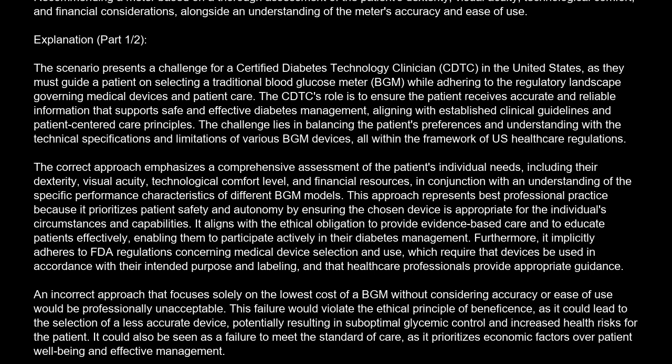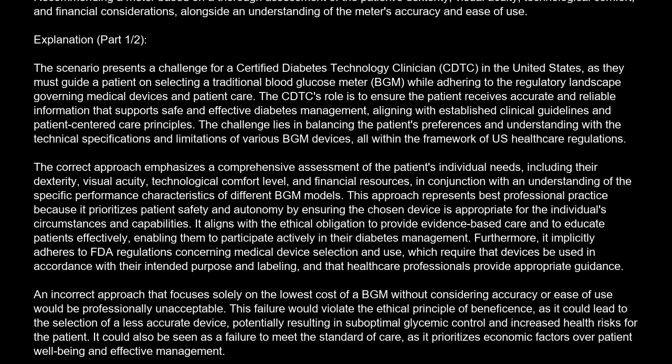An incorrect approach that focuses solely on the lowest cost of a BGM without considering accuracy or ease of use would be professionally unacceptable. This failure would violate the ethical principle of beneficence, as it could lead to the selection of a less accurate device, potentially resulting in suboptimal glycemic control and increased health risks for the patient. It could also be seen as a failure to meet the standard of care, as it prioritizes economic factors over patient well-being and effective management.